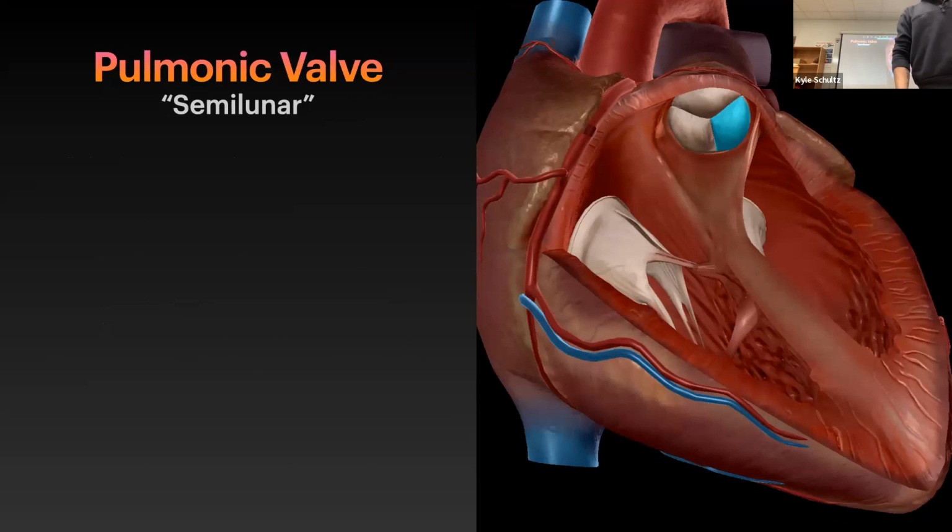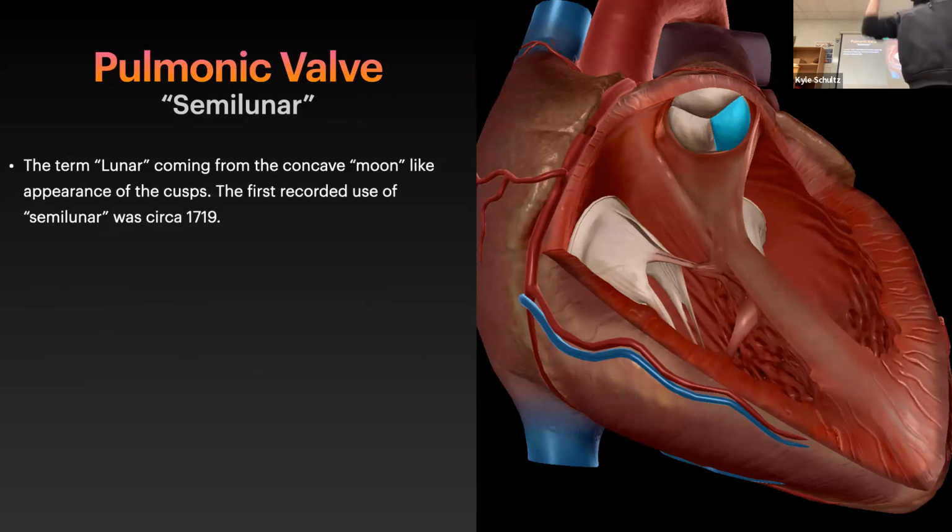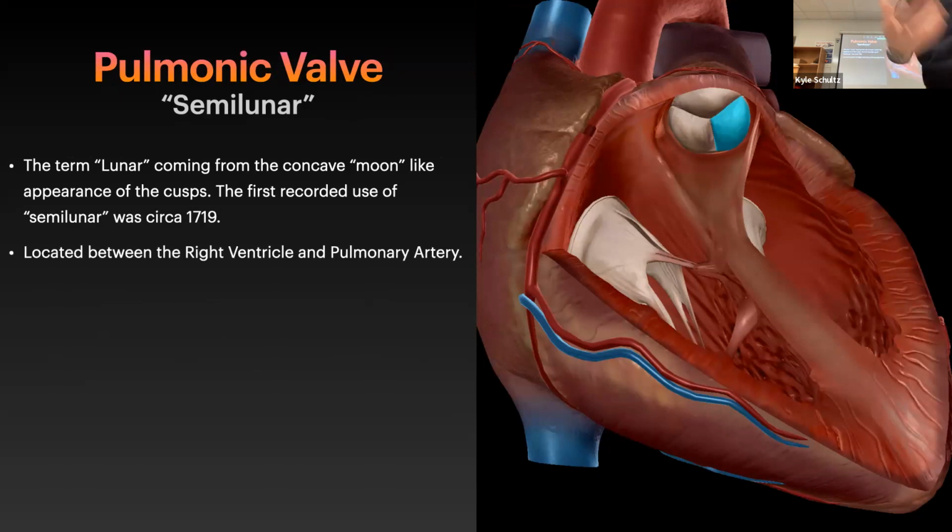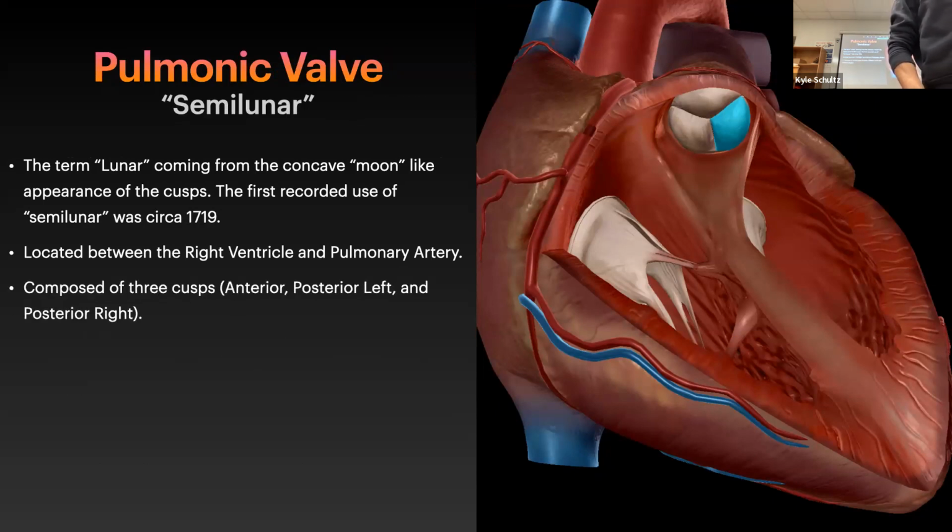Next valve we're going to get into is going to be the pulmonic valve. You can see that highlighted here in that little blue leaflet up there at the top of the right hand side of the screen. This is going to be a semi-lunar valve. The term lunar coming from the concave moon-like appearance of the cusps. It was first recorded and used the word semi-lunar in 1719. So it's been around for a while. Kind of interesting. We know it's going to be located between the right ventricle and the pulmonary artery. And it's got three cusps. It's made up of the anterior, the posterior left, and the posterior right.